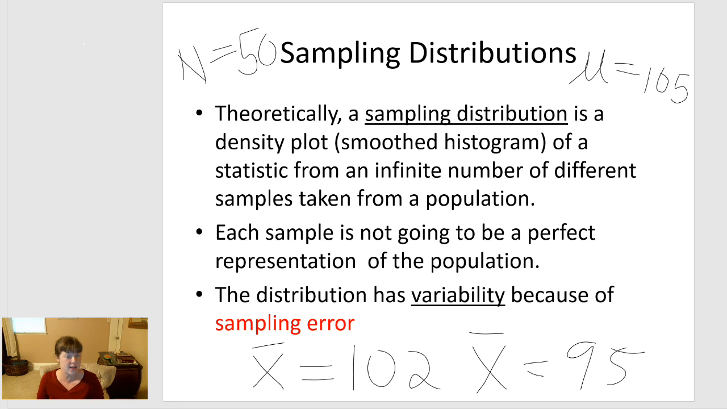Now, will most samples, as long as I'm randomly sampling, be pretty close to 105? You bet. It's much more likely for me to get something close to 105 than it is to get a sample of students at zero or a sample of students at 200. But samples are going to have fluctuations, and that is called sampling error.